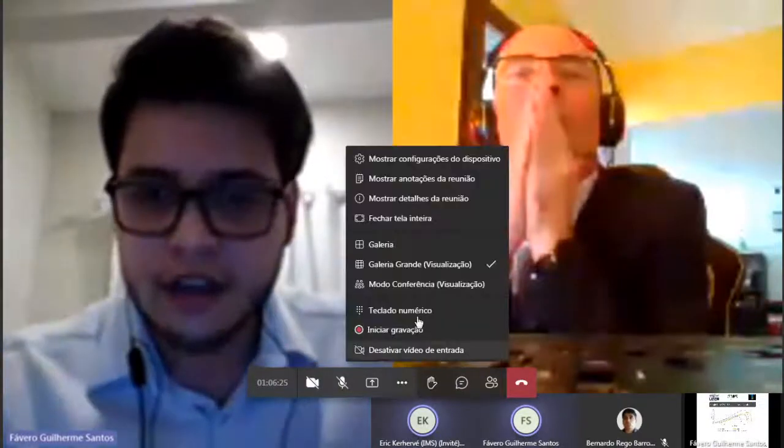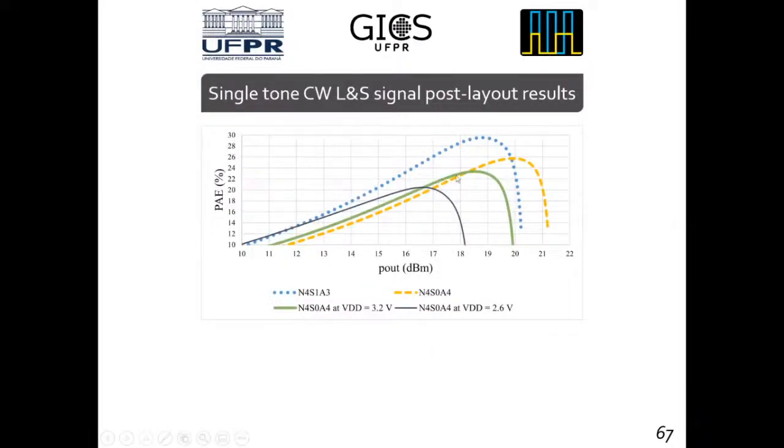As I showed, let me get this slide again. In here, as you can see, the green curve is the highest power mode available, but with non-optimized gate capacitances. And in here is the N3 S3 S1A3, which is the following mode in regard to the amount of modes of the power amplifier, but with the gate capacitances set accordingly.